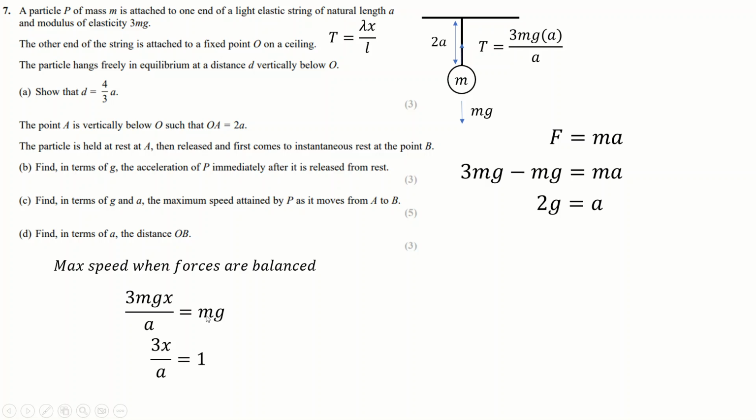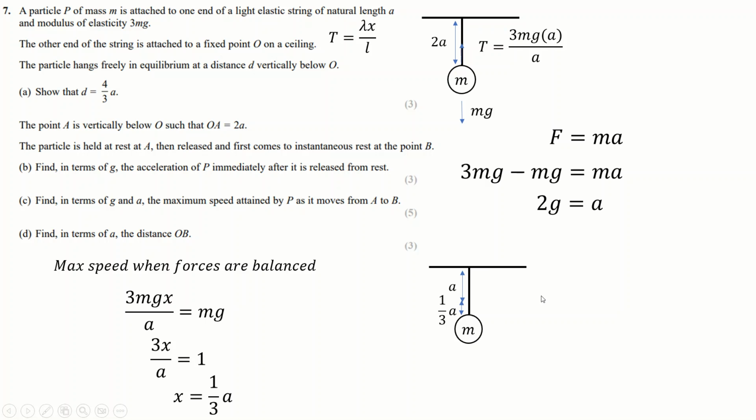Of course, the mg's cancel, times by a and divide by 3, and you get x as a third a. So the picture looks like this. It naturally sits at length a. When it's stretched by a third a, which is that extension there, that's when the forces are in equilibrium, and that's when it's at maximum speed. So it's at maximum speed right here, when it's 4/3 a down from the ceiling.